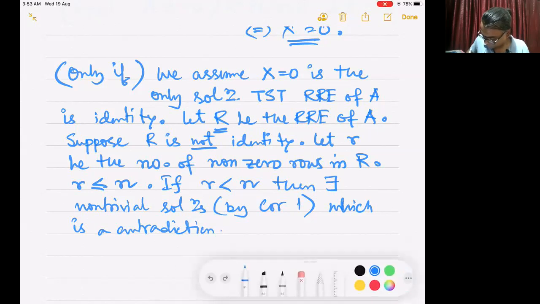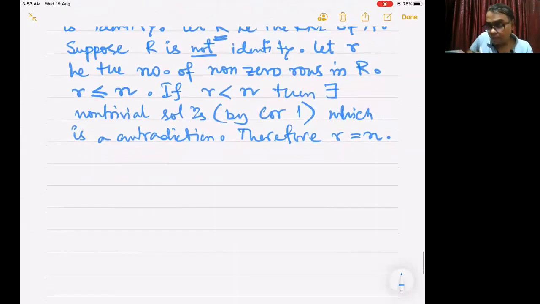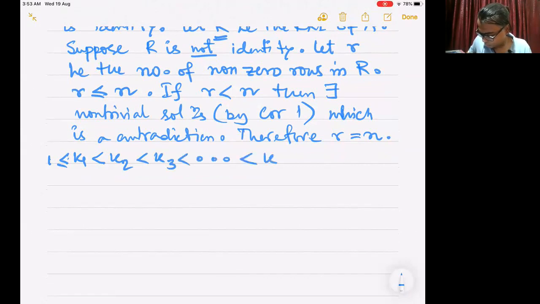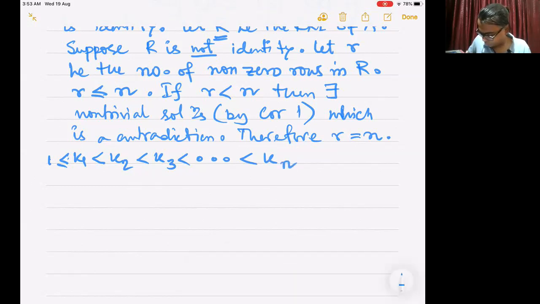Which is a contradiction. Therefore, R must be equal to n. But if R is equal to n, then see what happens. I must have K1, K2, K3, up to Kr in increasing order. But in this case, R is equal to n, right? So this is n.